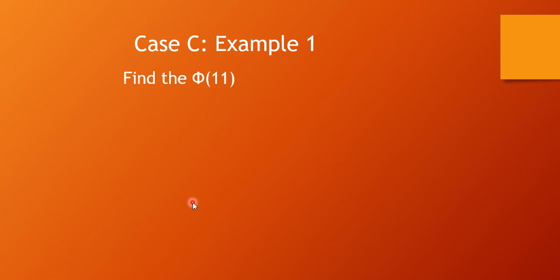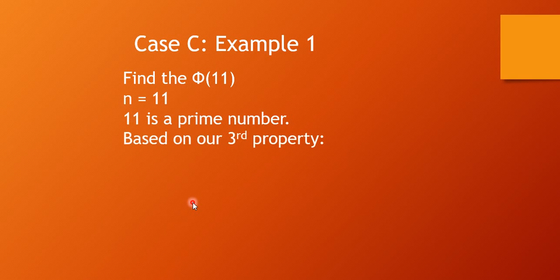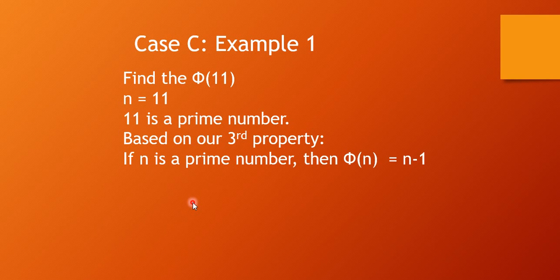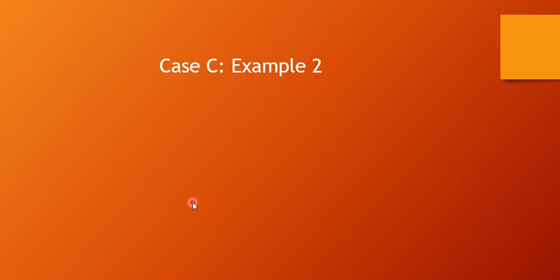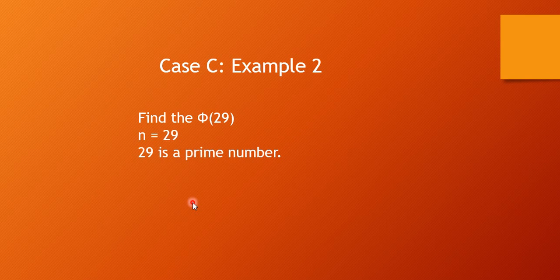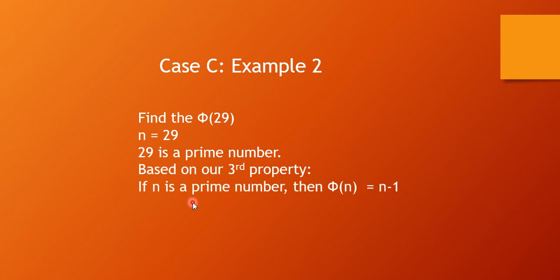How to find the totient of 11? n equals 11 in this case. 11 is a prime number. So based on our property 3, if n is a prime number, totient of n equals n minus 1. So totient of 11 equals 10. Simple, it's very easy as that. Let's do one more example. Find the totient of 29. 29 is a prime again. n equals 29, and based on property 3, if n is a prime, then totient of n equals n minus 1. So totient of 29 equals 28.